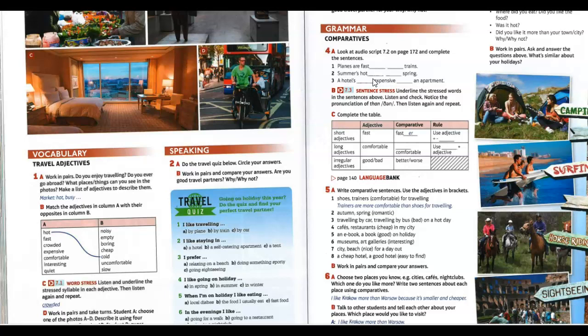Work out where the stress of the word is. So usually it will come on the stressed syllable of the adjectives. Planes are faster than trains. And the two things that are being compared. Do a lot of drilling here, both at word and sentence level, so students can get a feel for the stress and the features of connected speech.